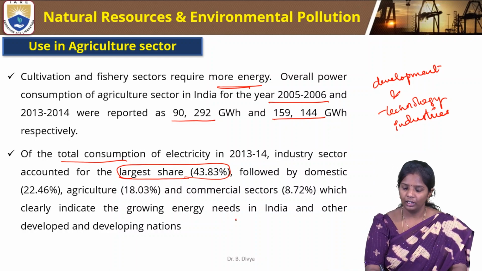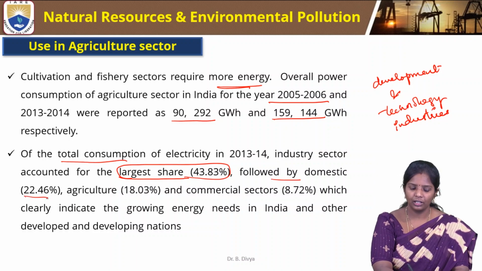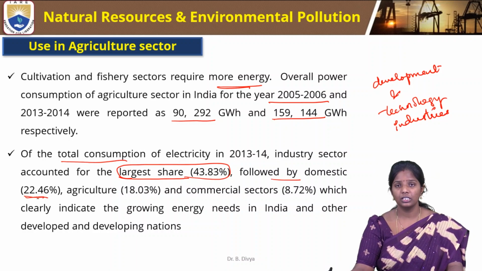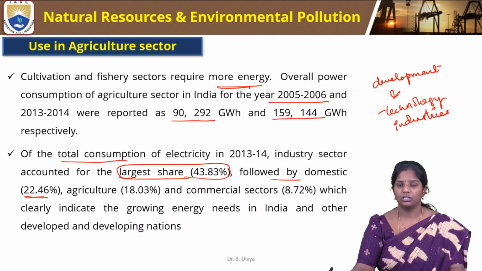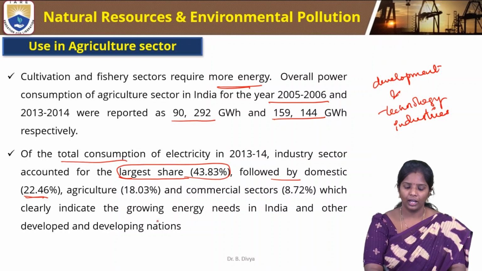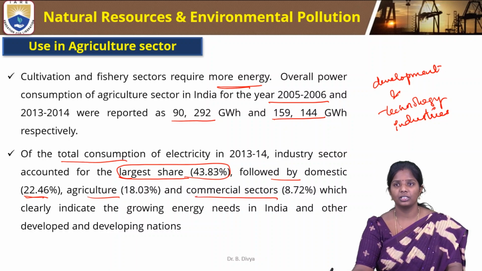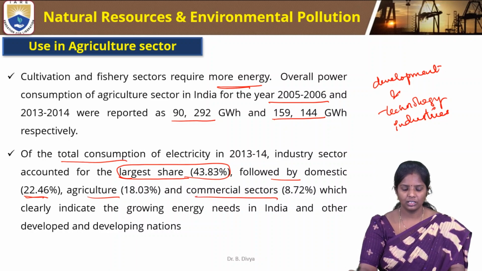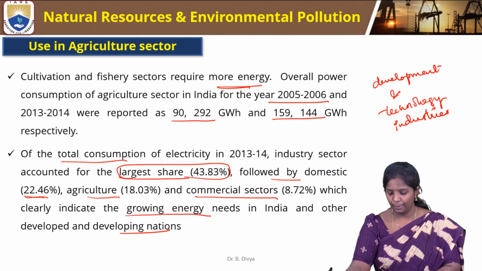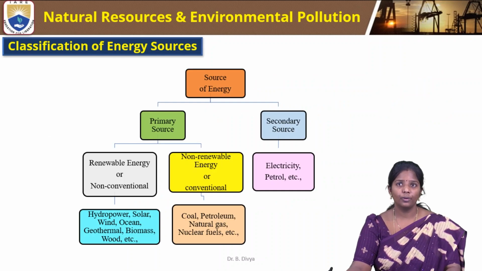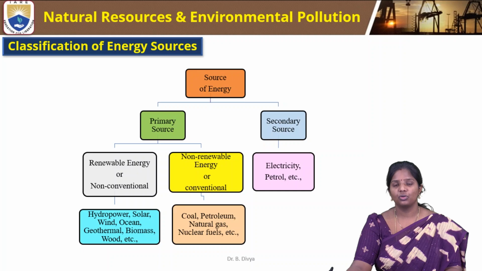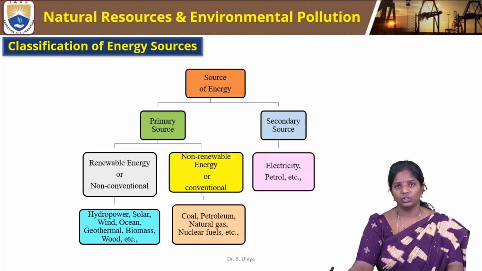Next is domestic, which has increased to 22% because we are using machineries for our daily needs. Agriculture is about 18% and the commercial sector is about 8.72%. This clearly indicates growing energy needs in India and other developing countries. This is happening everywhere, in other countries also. That is why we also have to explore renewable energy resources.